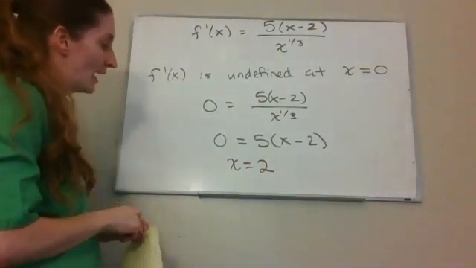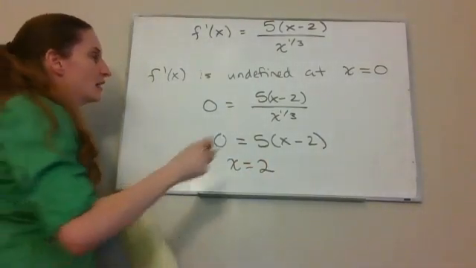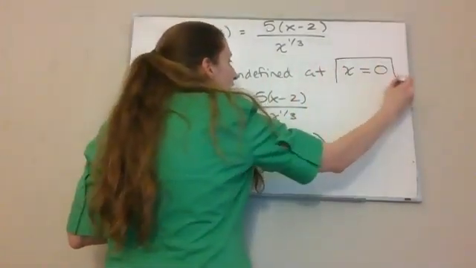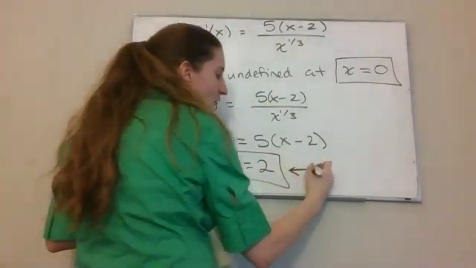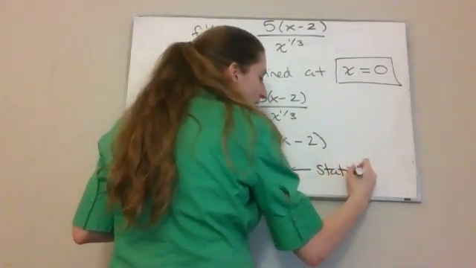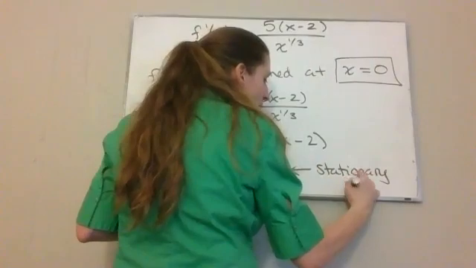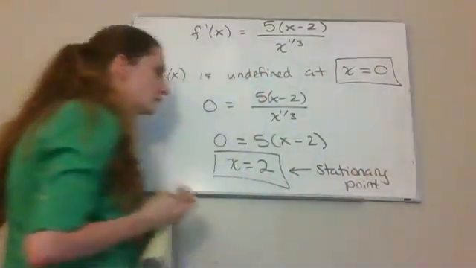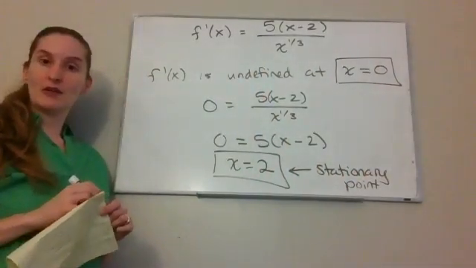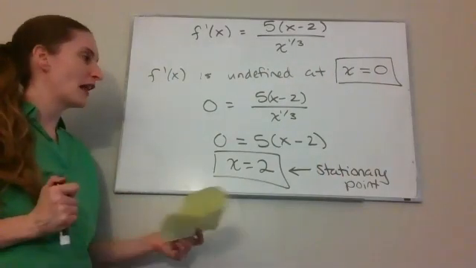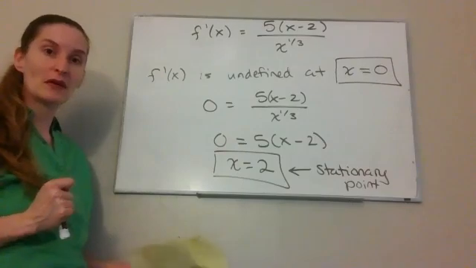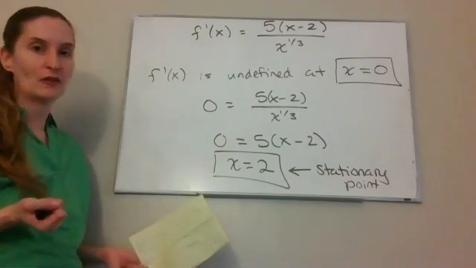So I have my x-coordinates of my critical points. I have x equals 0 and x equals 2. And this x equals 2, we can also classify as a stationary point. Both x equals 0 and x equals 2 are critical points. And x equals 2 we can classify further as a stationary point because the derivative was equal to 0 there.